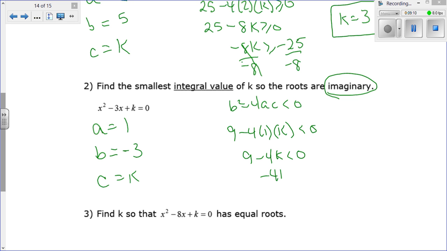Subtract the 9, so negative 4k is less than negative 9. Divide by negative 4. My negative 4's cancel out. So k is then greater than 2.25. So I need an integral value, which means the next integer greater than 2.25. Well, the next integer after 2.25 would be 3.